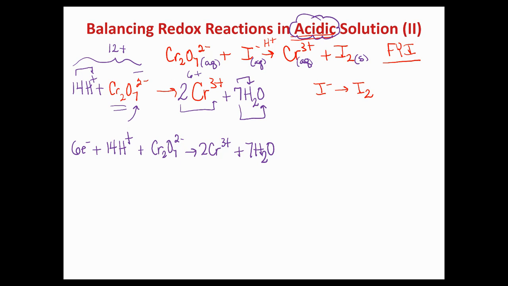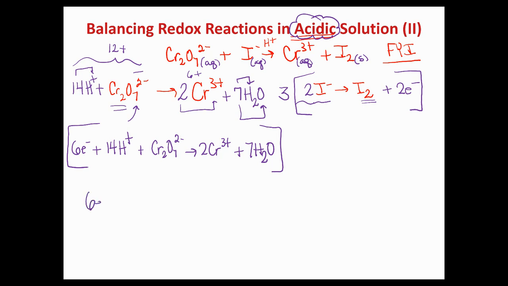The other one's extremely easy compared to this one because I just am going to balance the 2 iodines. I don't have oxygen or water or H plus to deal with. I just need to balance the electrons. So I have 2 negatives here, so I put 2 electrons over here. Okay, and then now I'm going to combine the 2 equations. This one here is gaining 6 electrons. This one's losing 2. So they need to be the same. So I'm going to multiply that one through by 3. And then I'm going to combine them.